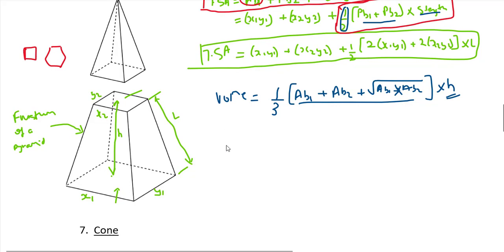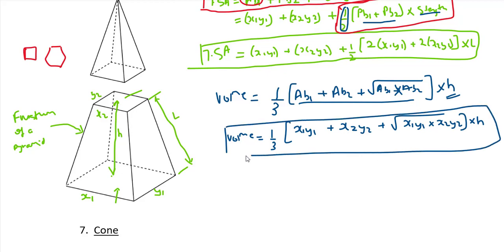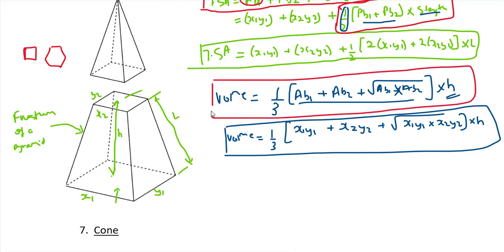For this case, since we have a rectangular pyramid, the volume will be given by the area of base 1, which is x1 into y1, plus x2 into y2, plus square root of x1 y1 into x2 y2, and this whole thing will be multiplied by h. So this is your formula for the volume of a rectangular pyramid, and this is your standard formula for volume.